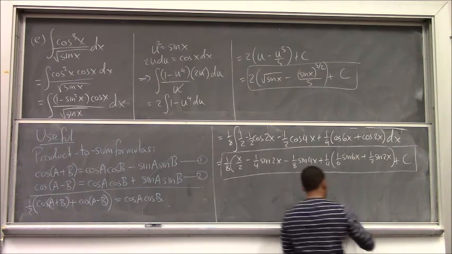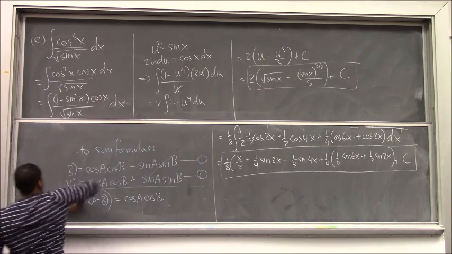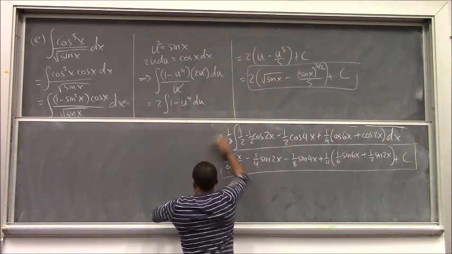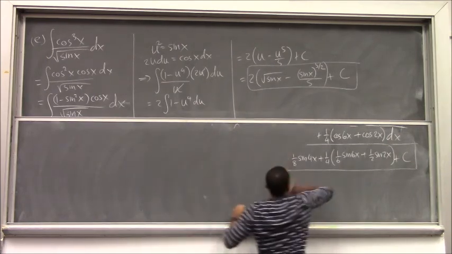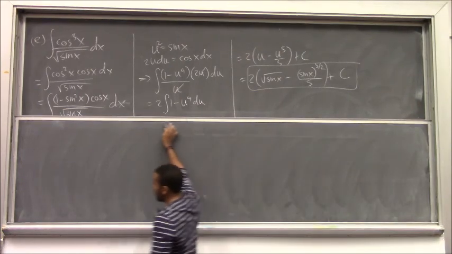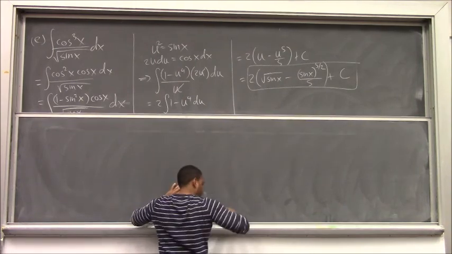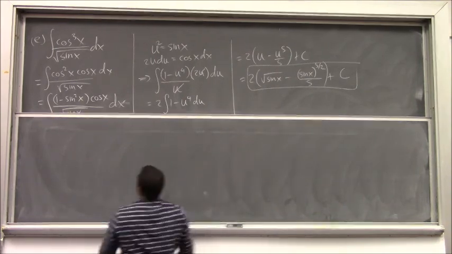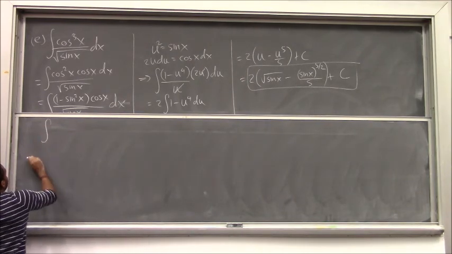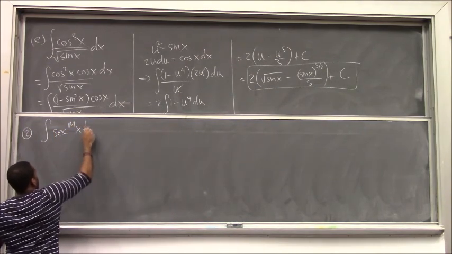So let's move away from sines and cosines. Don't feel like giving them for a week after this fiasco over here. Let's talk about the secant tangent cases. Let's deal with the integrals now, the second form of integrals. We're up to secant to the m, tangent to the n.